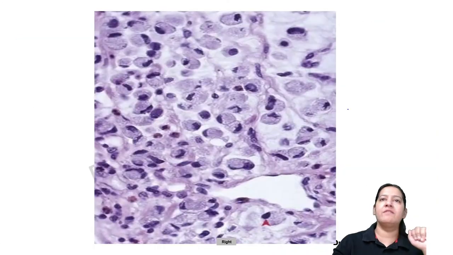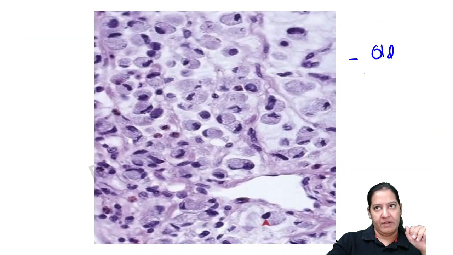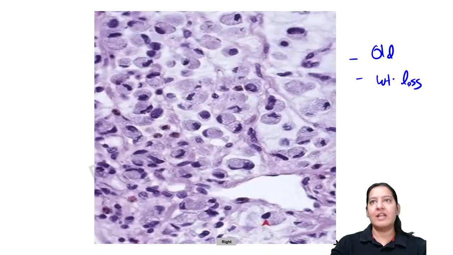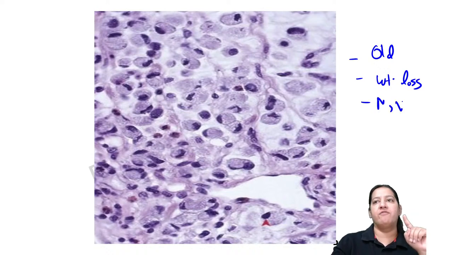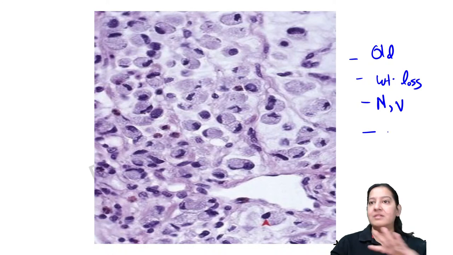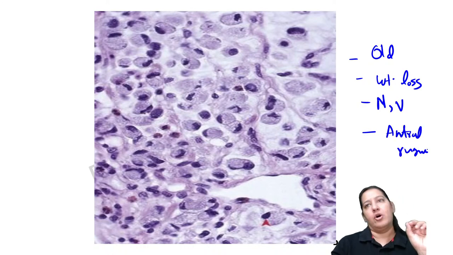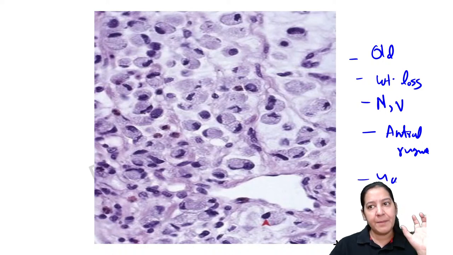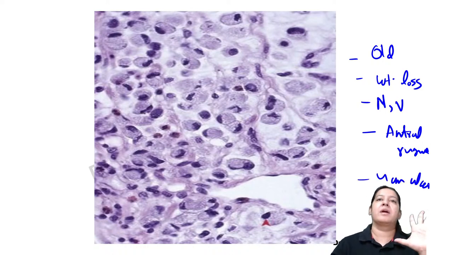So what all clues are given to you? There is an old man having sudden weight loss, and the symptoms are nausea and vomiting. So something related to the GIT, right? In the stomach, the antral rugae are lost, right? And a 4 cm ulcer is present in the stomach, right? The biopsy from the ulcer is given to you.